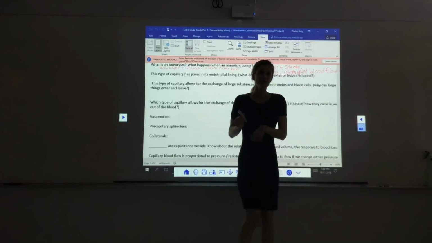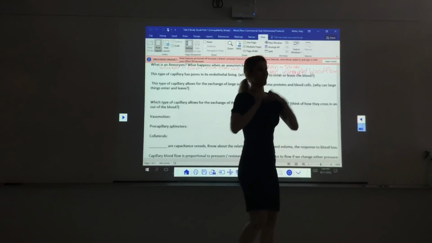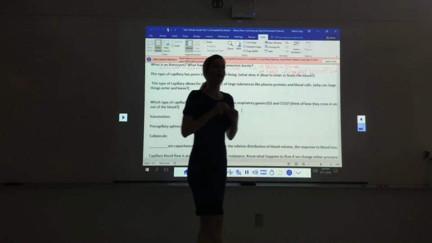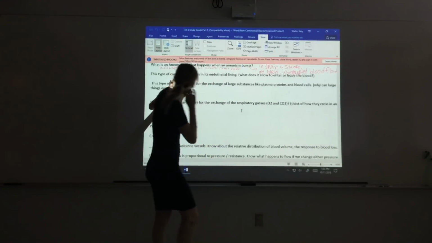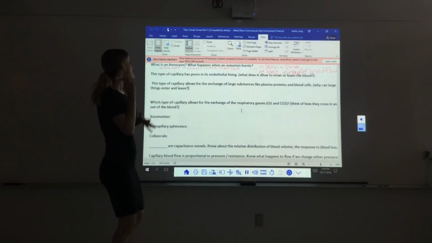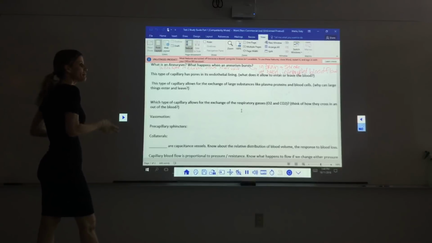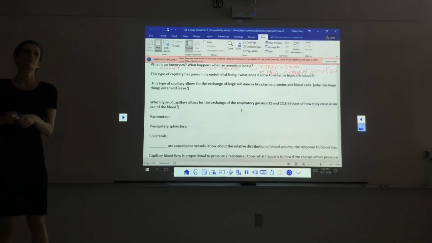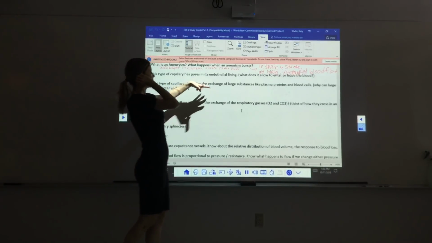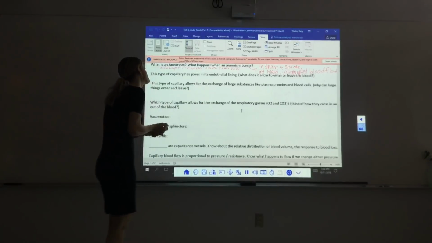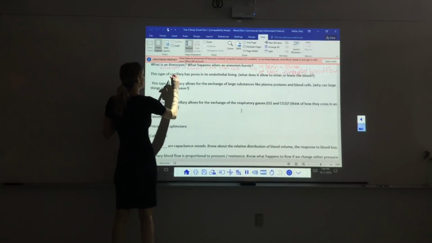Where are the two most dangerous spots to have a ruptured aneurysm? Brain and where else? Aorta, right? Because there's a ton of pressure pushing a ton of blood, so you bleed a lot and you can't deliver blood anywhere. Okay, so capillaries. We have multiple types of capillaries, right? Continuous capillaries, fenestrated capillaries, sinusoids. This type of capillary has pores in its endothelial lining. Fenestrated.